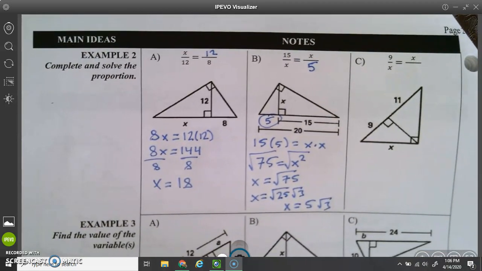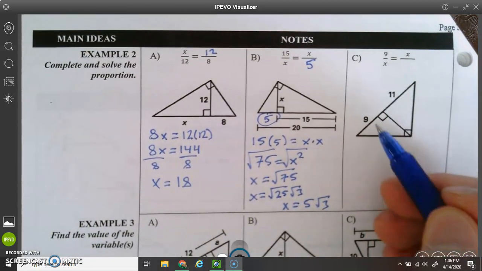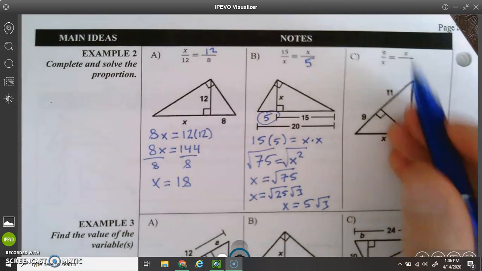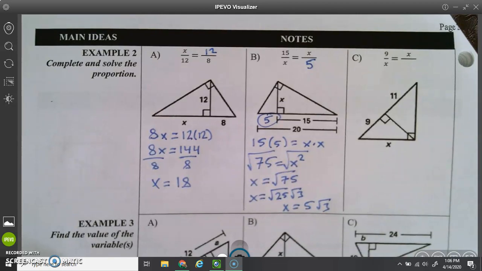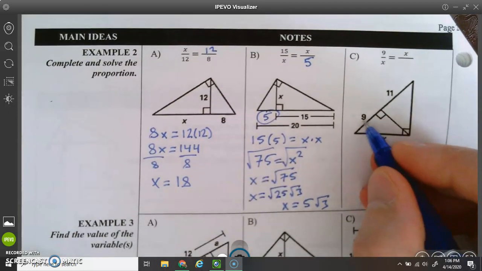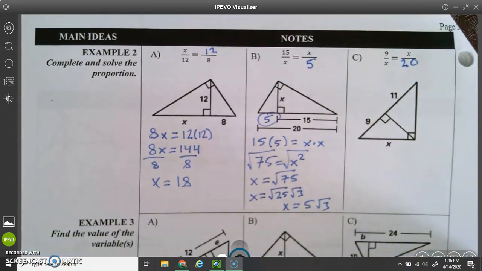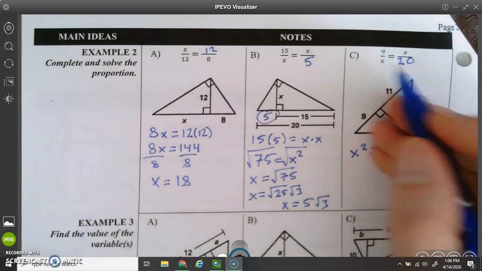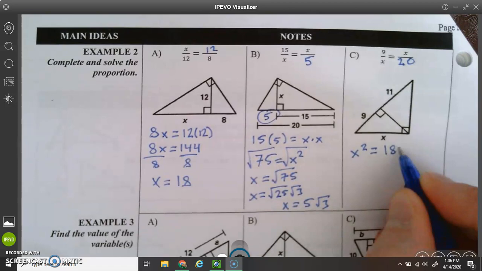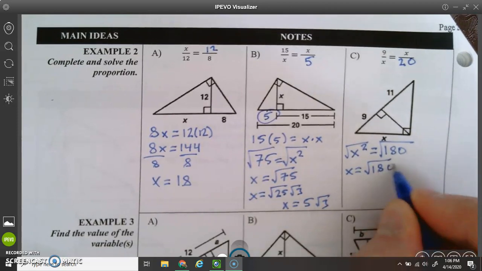Next one, letter C. This one, we have this length of 9 over x equals x over blank. This one is an example of kind of that last one we were talking about. We actually need to know the length of the entire hypotenuse here. Knowing that this is 9 and this is 11, we can add these together and we get 20. Cross multiplying, we get x times x, which is x squared, equals 9 times 20, which is 180. Square root both sides, so we get x equals the square root of 180.